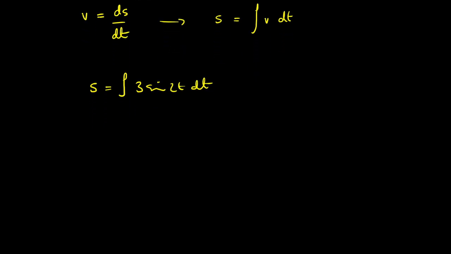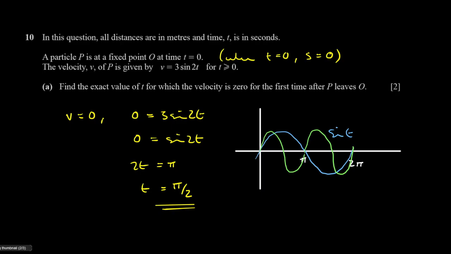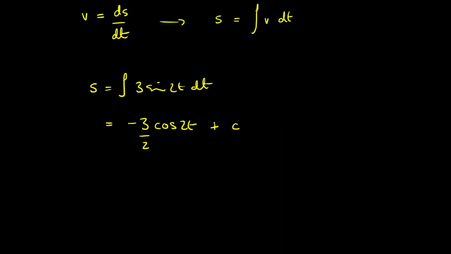So if I integrate sine, I get negative cos. So I'm going to get negative 3 cos 2t. Then I've got to take the coefficient of the t, which is 2, and divide by that. So I get negative 3 upon 2 cos 2t, but I need to remember I've got a constant term here. Now, how do I find that constant term? Well, remember I said that this condition means that when t is 0, s is 0. So we're going to substitute that into here.